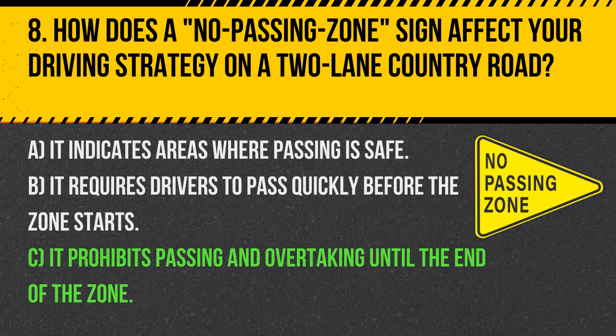Answer: C. It prohibits passing and overtaking until the end of the zone. This sign is used to prevent passing where visibility or road conditions make it unsafe.